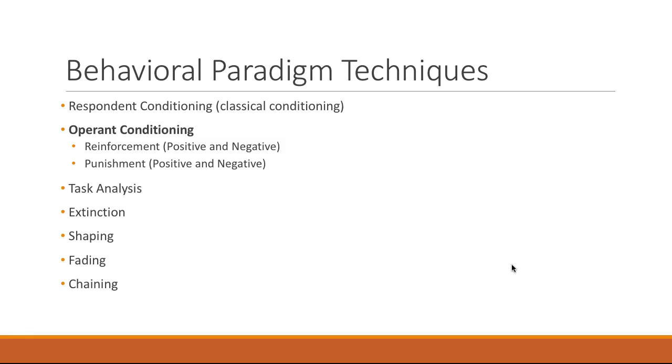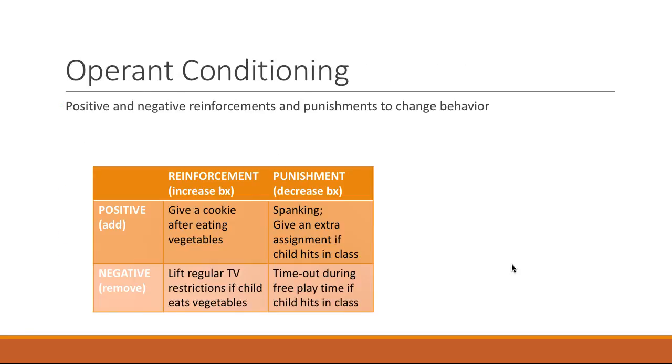Next is operant conditioning. Operant conditioning is a type of learning where behavior is controlled by consequences, specifically positive and negative reinforcement and positive and negative punishment. Positive reinforcement strengthens a behavior by providing a consequence an individual finds rewarding. An example would be giving a child a cookie after they eat all of their vegetables.